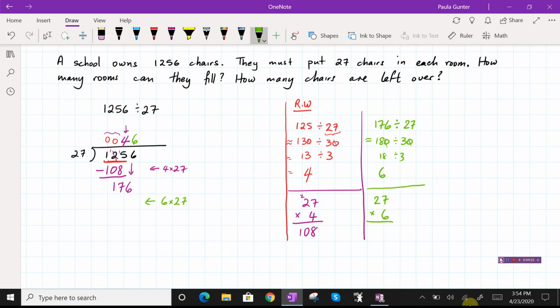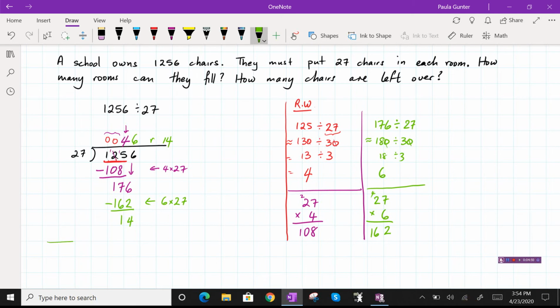Starting, 6 times 7 is 42. Carry the 4. 6 times 2 is 12. 12 plus 4 is 16. So I end up with 162. I'll subtract. 6 minus 2 is 4. 7 minus 6 is 1. So we end up with 46 and a remainder of 14.